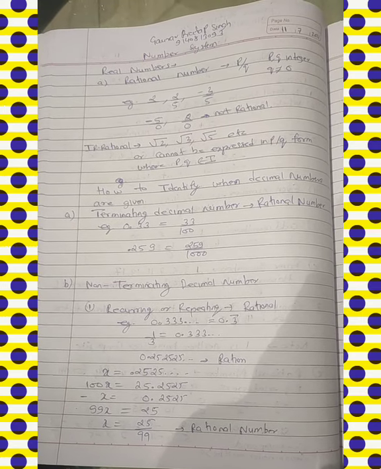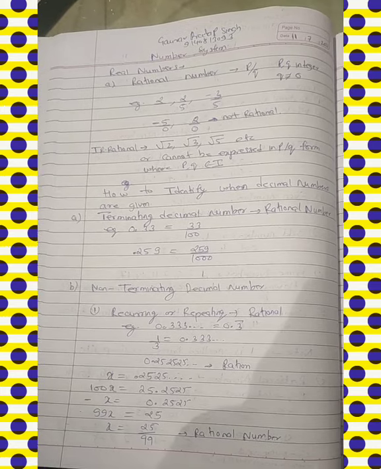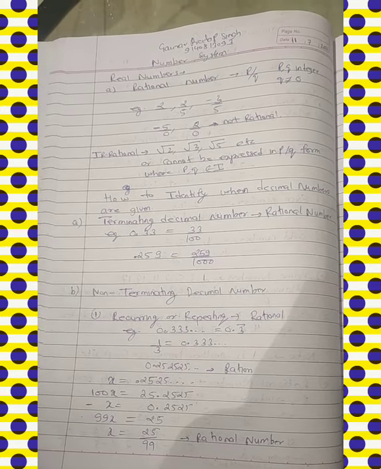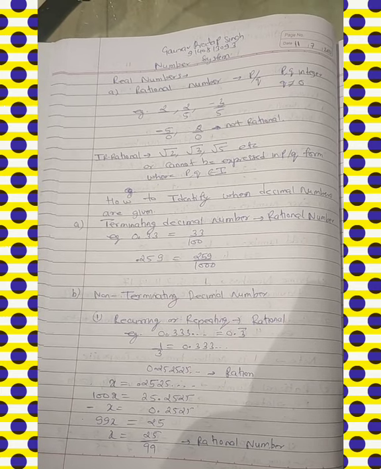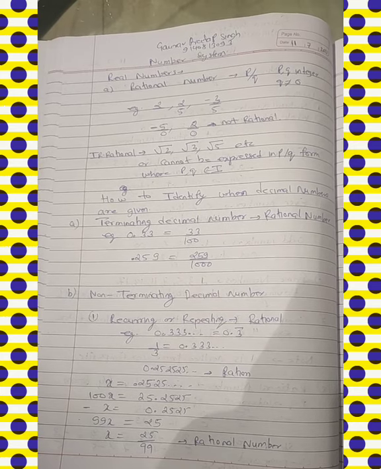Hi students, in the last video I told you about the number systems. Now in this video I will let you know what rational and irrational numbers are. The term real numbers is composed of rational numbers and irrational numbers.